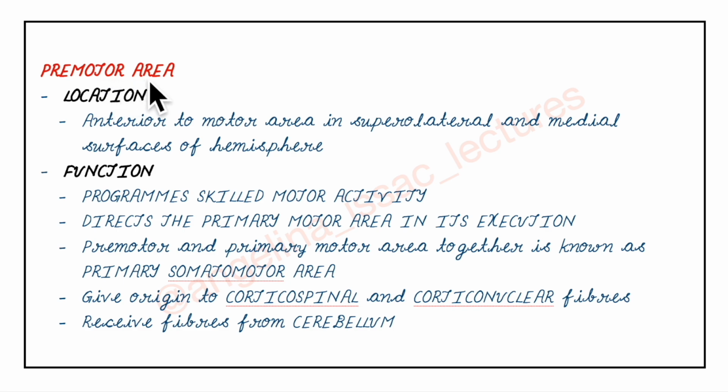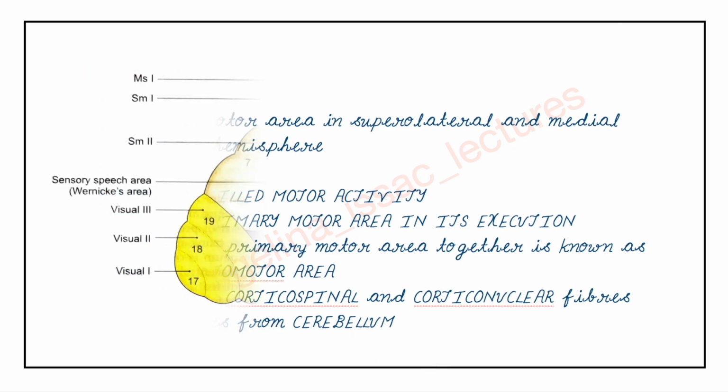Consolidating the points under the premotor area, its location is anterior to the motor area in the superolateral and medial surface of the hemisphere. Its function is it programs skilled motor activity. It directs the primary motor area in its execution. Premotor and primary motor area together is known as the primary somatomotor area. It gives origin to corticospinal and corticonuclear fibers, and it receives fibers from the cerebellum.